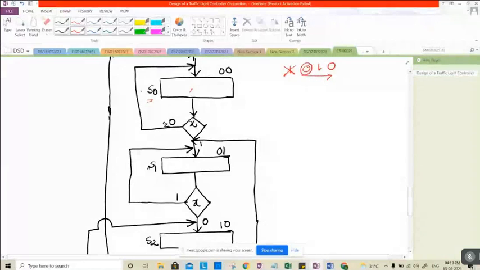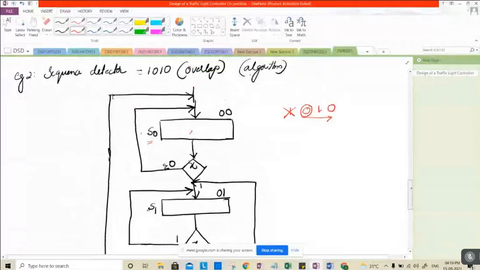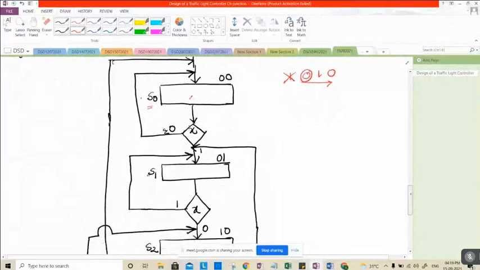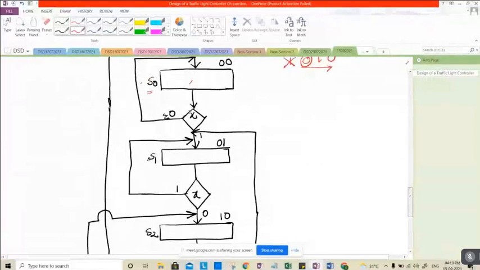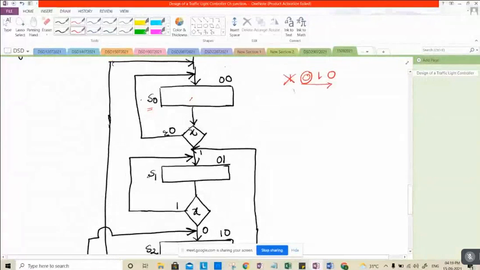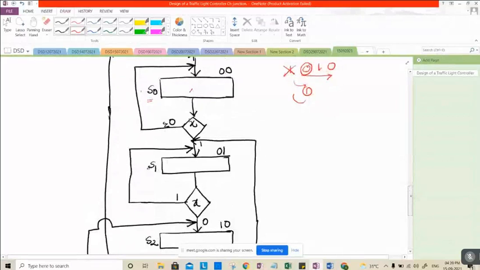We are detecting the sequence properly, and hence we can move forward to the next state. So we go to next state S2. If it is 1 again, if the next value is also 1, then you may stay in the same loop. Sorry, S1. We are supposed to stay in the same S1.